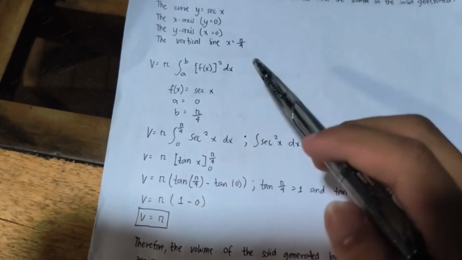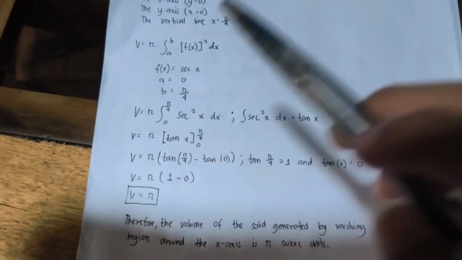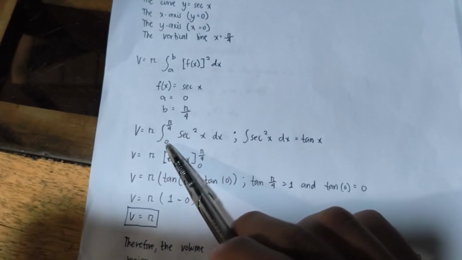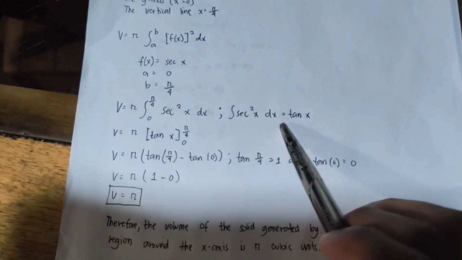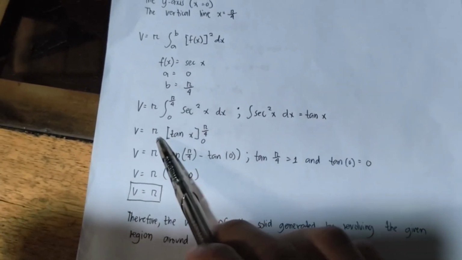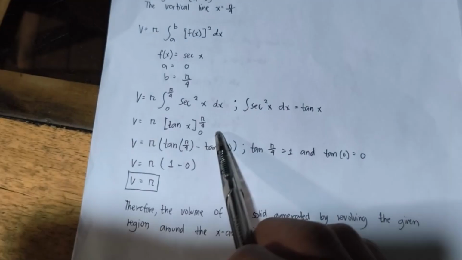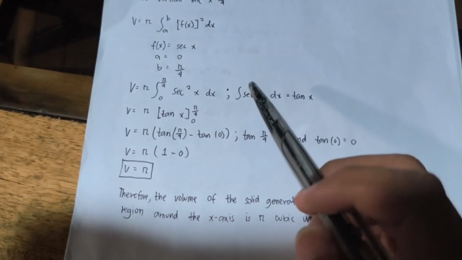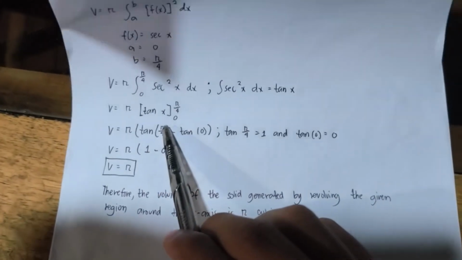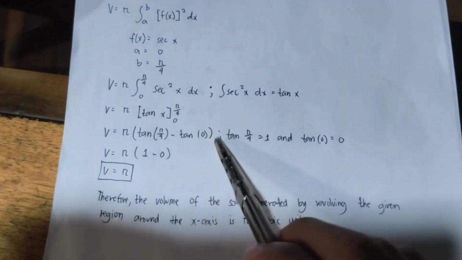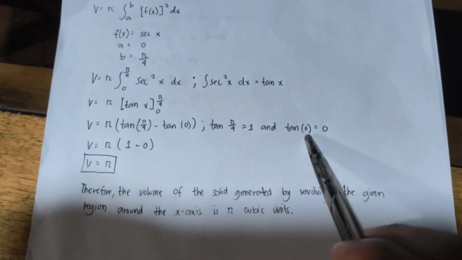over 4. So substitute the given, so we have pi, the integral of secant squared x dx from 0 to pi over 4. So the integral of secant squared x dx is equal to tan x. So we have pi times tan x from 0 to pi over 4. Then apply the limits, so we have pi times tan pi over 4 minus tan 0. So tan pi over 4 is equal to 1, and tan 0 is equal to 0.